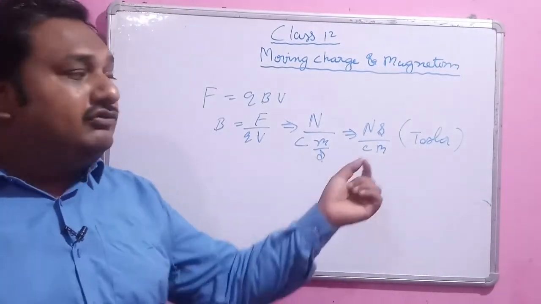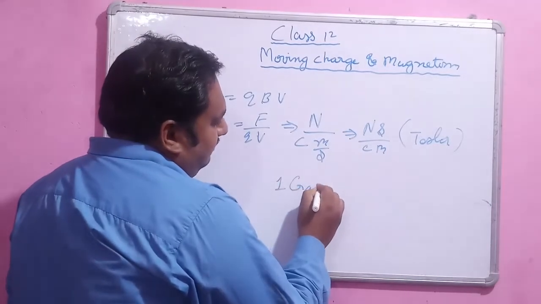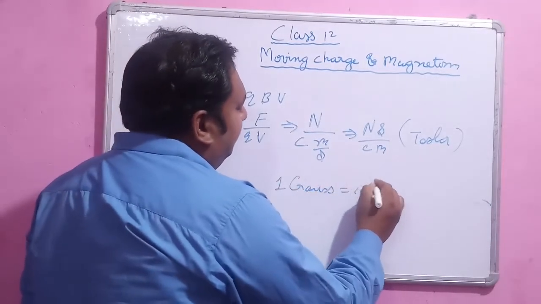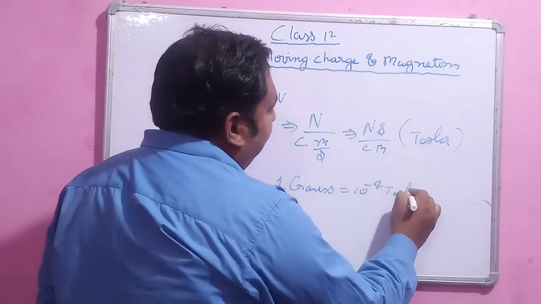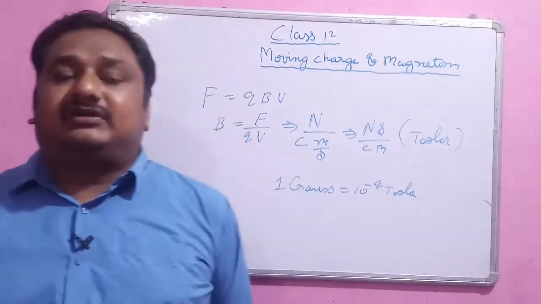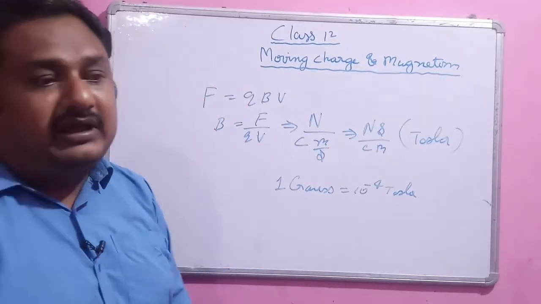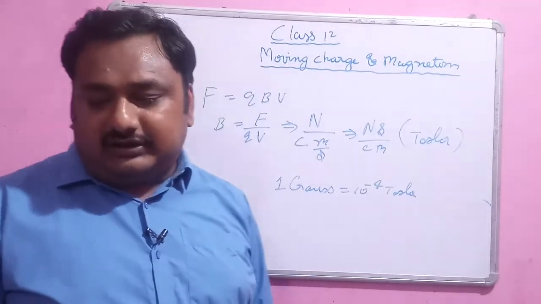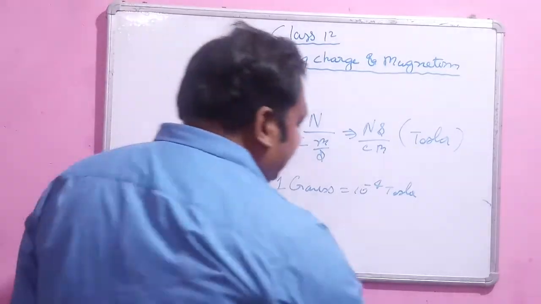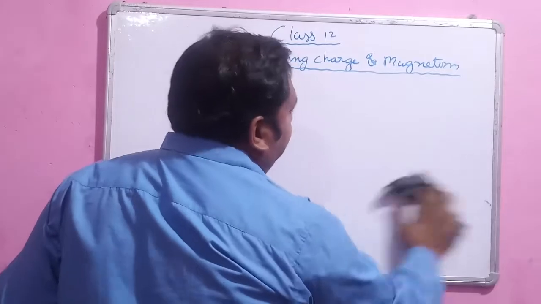There is one small unit called Gauss. So one Gauss equals 10 raised to power minus 4 Tesla. That is the unit in which we measure the magnetic field. Now students, we will calculate the magnetic force on a straight current carrying conductor. What is the magnitude of the force?